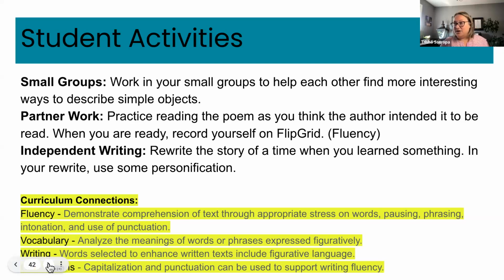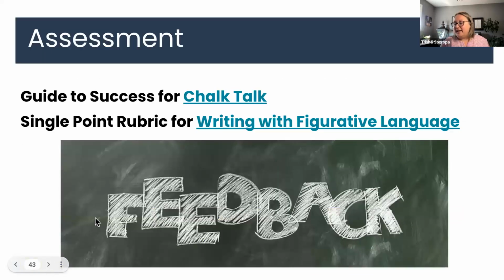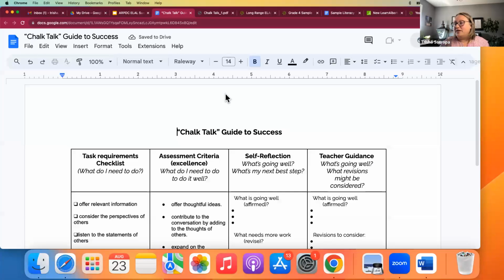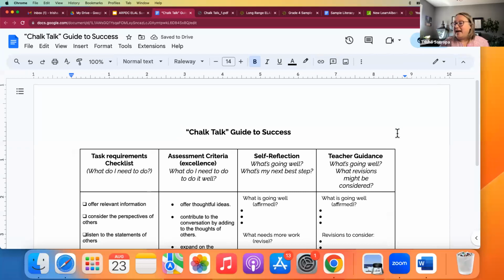All right, so those are all possible student activities. Then I wanted to do a little bit on assessment. So if you choose to do the chalk talk, it can be something that you assess, and it can be something that you report on. So I wanted to show you how to do a guide to success. And this is from the work of Garfield Gini-Newman at the Thinking Consortium. And I know that lots of people use his work.